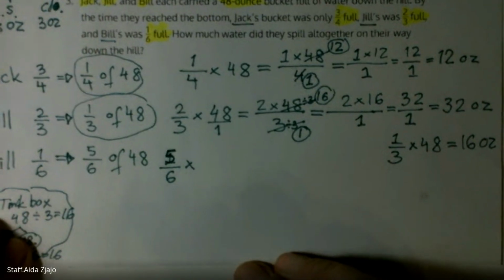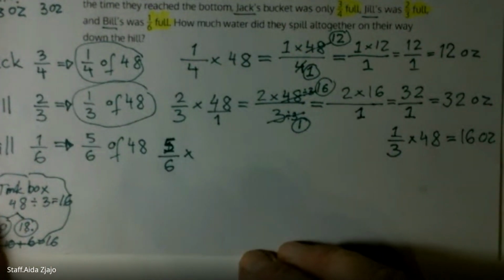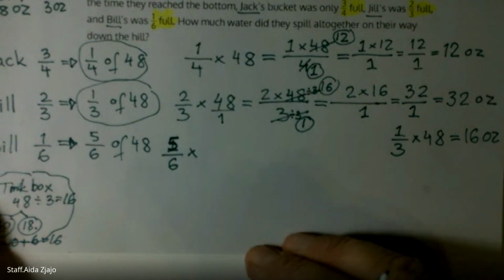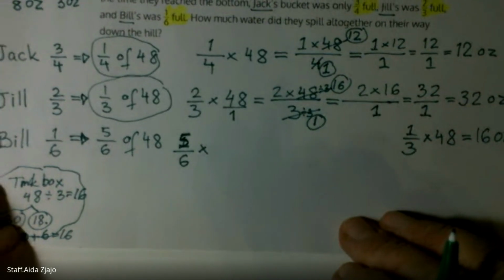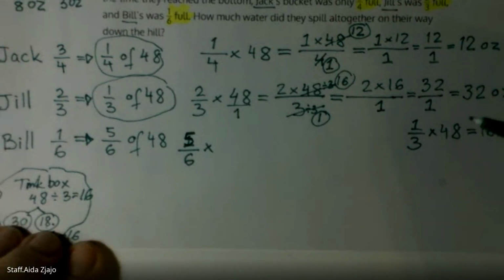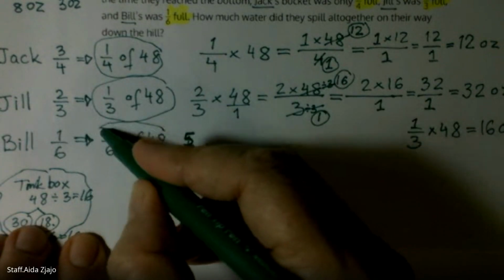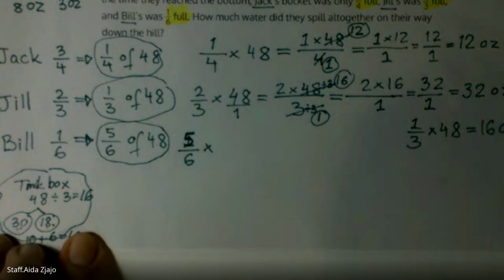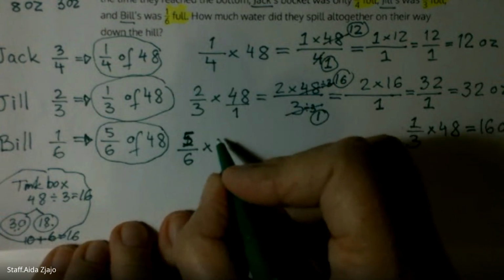Don't be ashamed if you make mistakes along the way. The point is to catch the mistake, so then you don't make further problems. Okay, so now instead of doing 1/6, I really need to do what is 5/6 of 48. So 5/6 times 48.